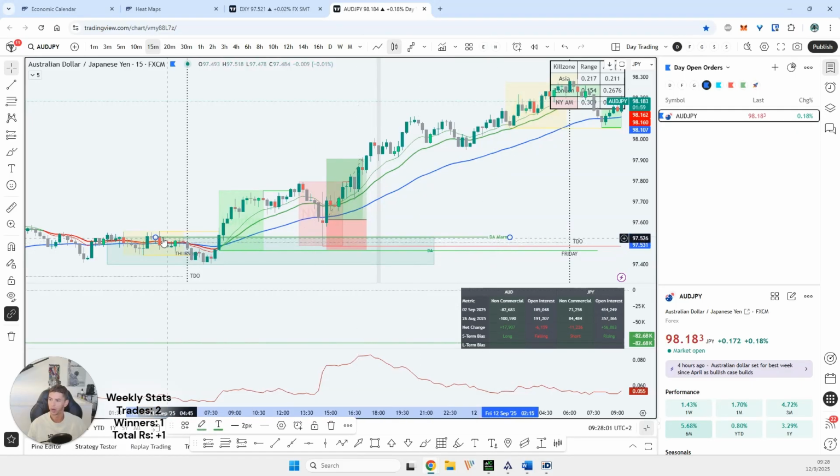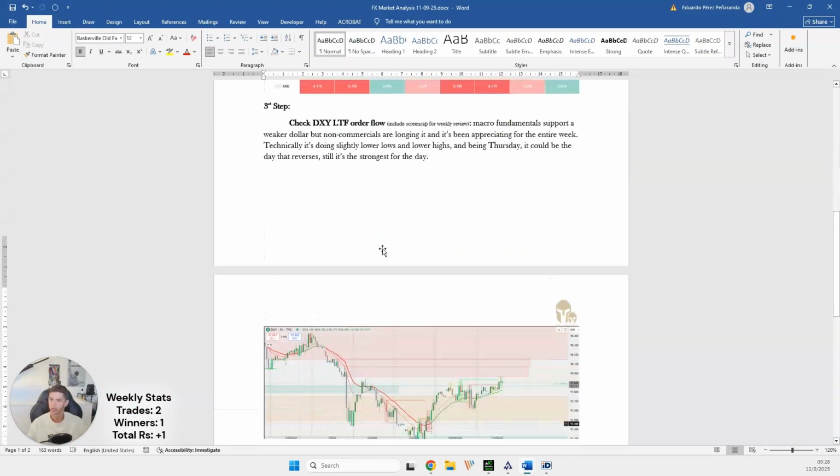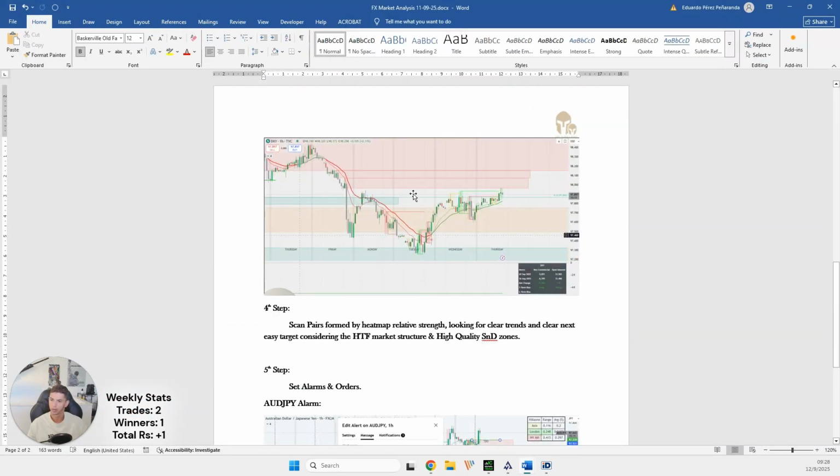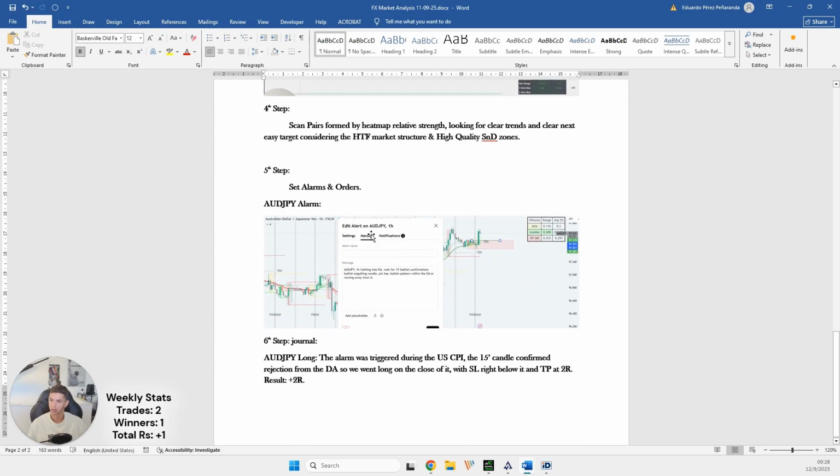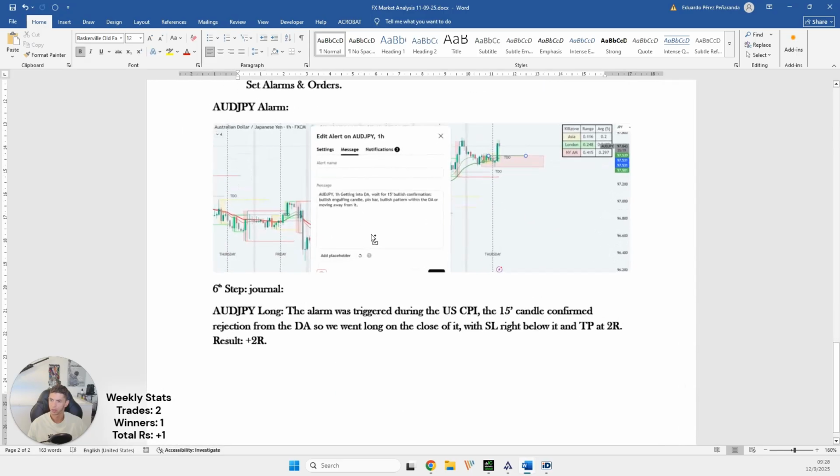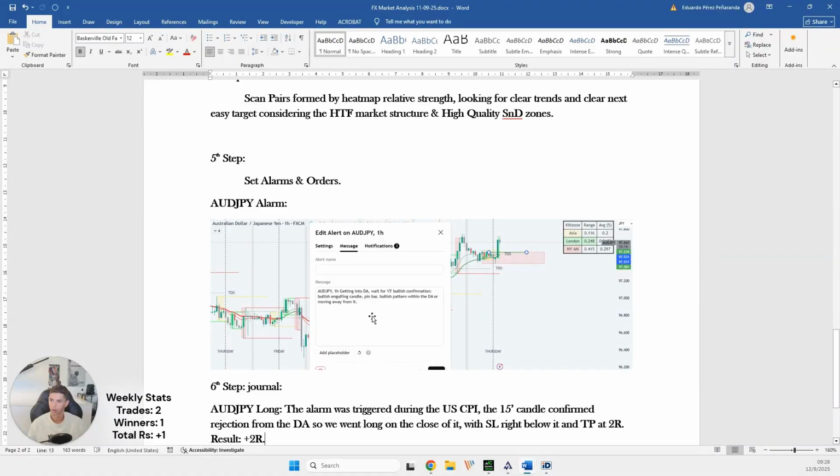So we had an AUDJPY alarm set yesterday. The alarm was set right at this level, the edge of the demand zone. If you check yesterday's document, we have this alarm: AUDJPY, 1 hour getting into the demand zone, wait for 15-minute bullish confirmation, a bullish engulfing candle, pin bar, or bullish pattern within the demand area, or moving away from it, right?